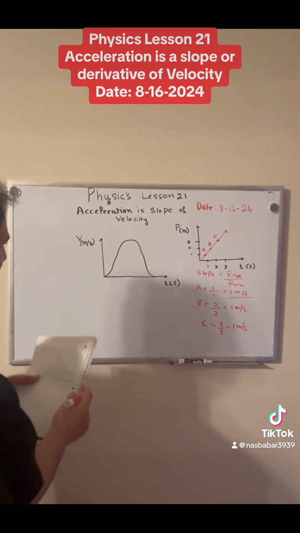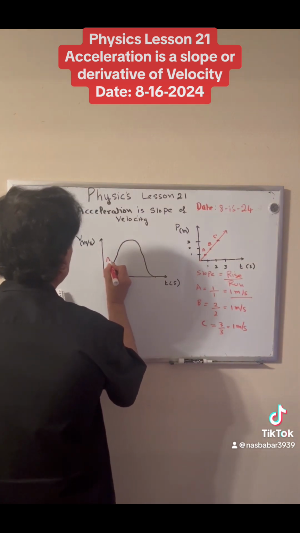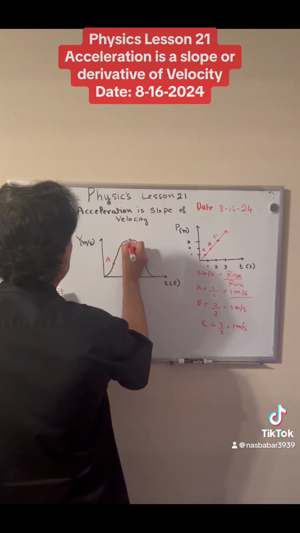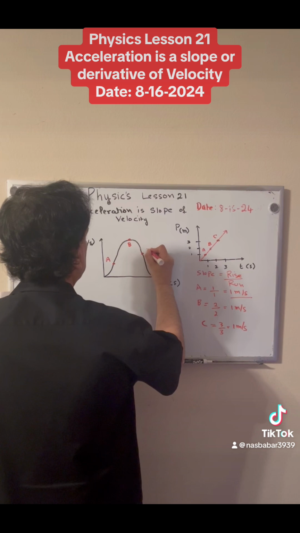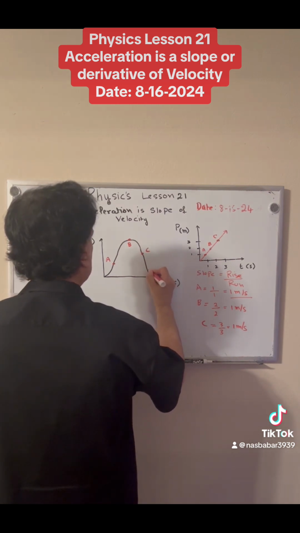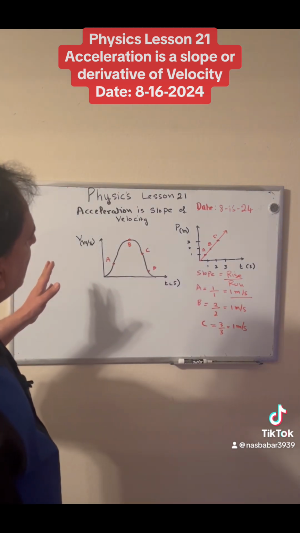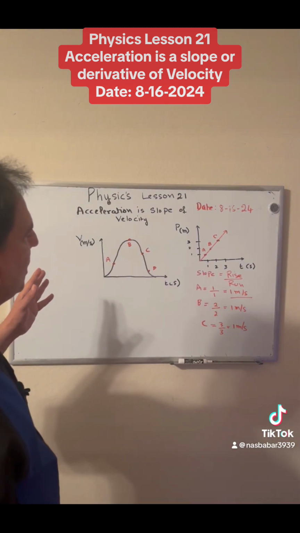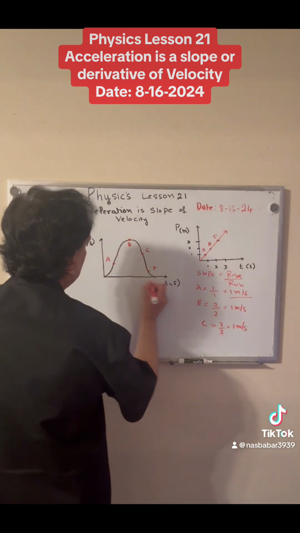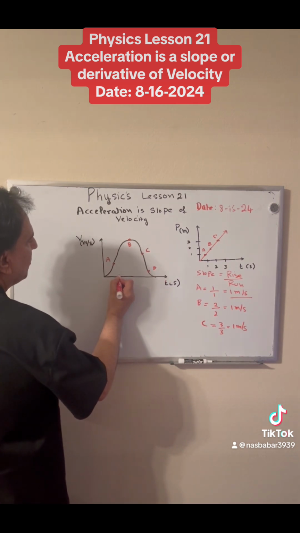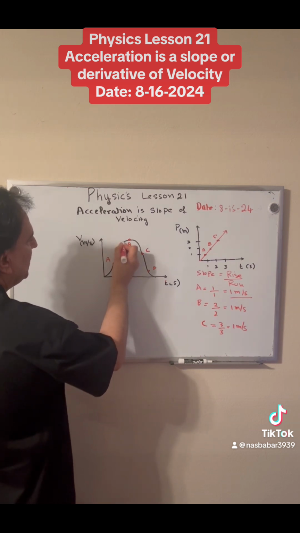So let's say we have this as point A, and this is point B. This right here is point C, and this right here is point D. Now this curve is basically my velocity curve. In other words, at this point my velocity, or my speed, is this. At this point, my velocity or speed is this.